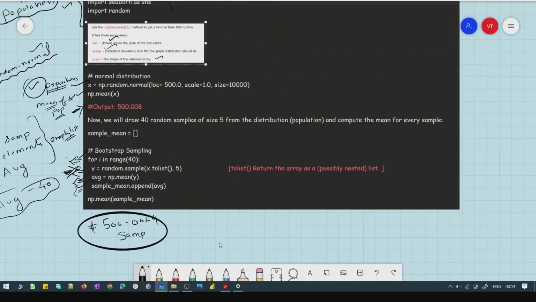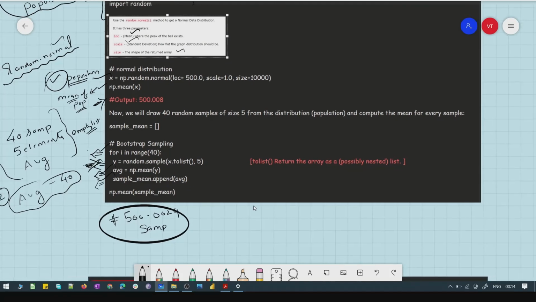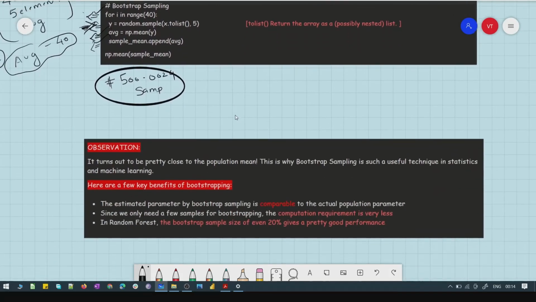So this is the practical implementation of Bootstrap sampling using Python code. And let's look at some of the observations.